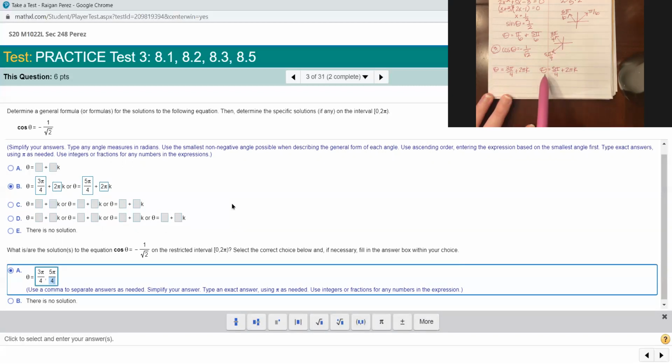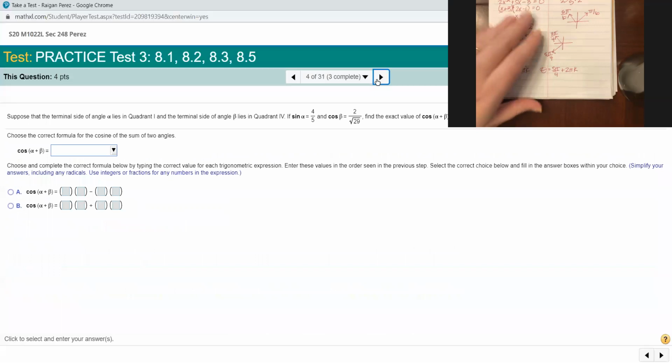Okay, remember, if it lands on one of the axes, you can probably just use one equation instead of two because you can just add pi. And if it's tangent, you can just add pi, but I'm sure they'll have one here and we'll go over it.